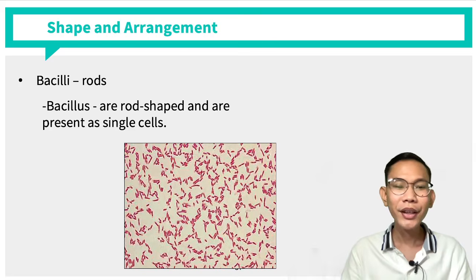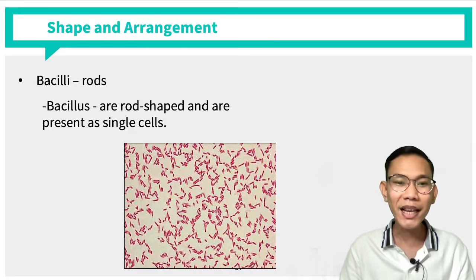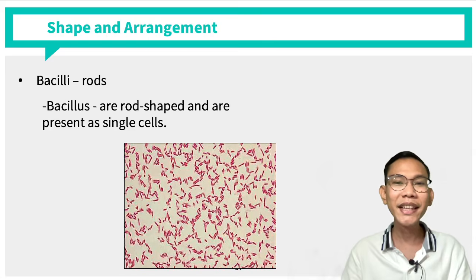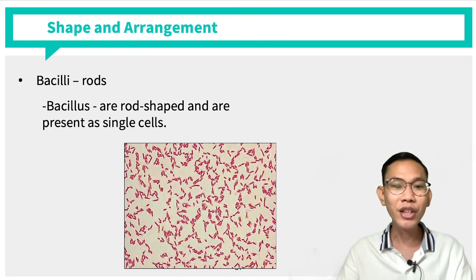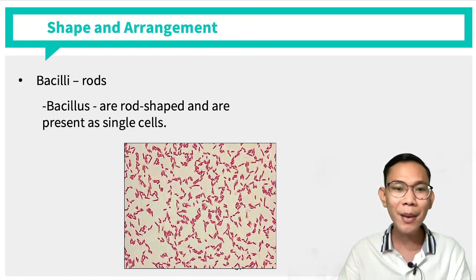Okay, very good. Now let's proceed with your bacilli. So when we said cocci kanina, spheres. Pag sinabi nating bacilli, it's actually in rod shape. So bacillus are rod shape and are present as single cell. So pag sinabi nating bacillus, again, single cell. So these bacteria can form endospores and are facultative anaerobe.